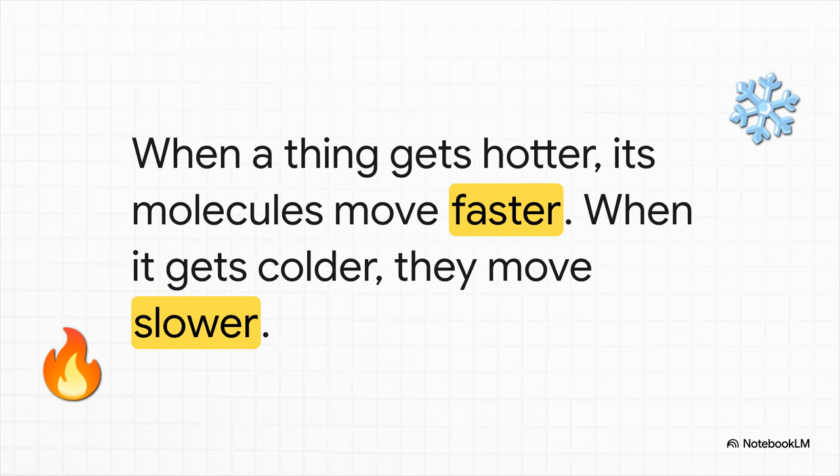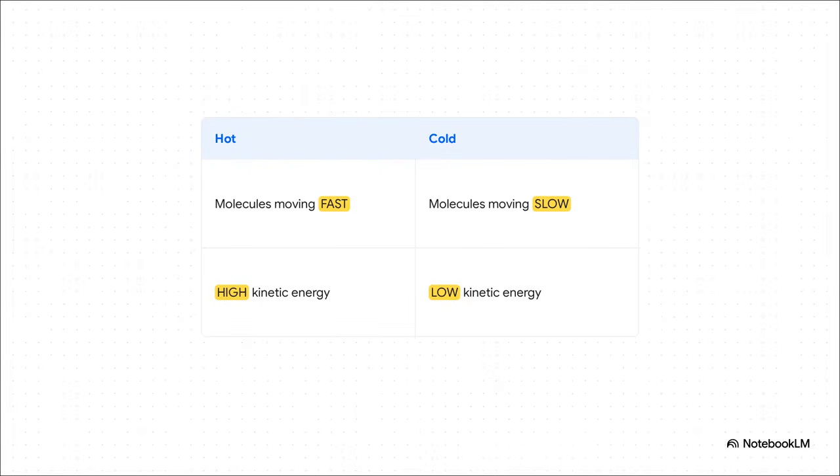Hot isn't some kind of magical property. It's just our word for trillions upon trillions of molecules zipping and vibrating around at incredibly high speeds. And cold, well, that's just what we feel when those same molecules are moving really, really slowly. It is that simple. At its core, temperature is just a measure of how fast molecules are moving. So let's break that down even more.